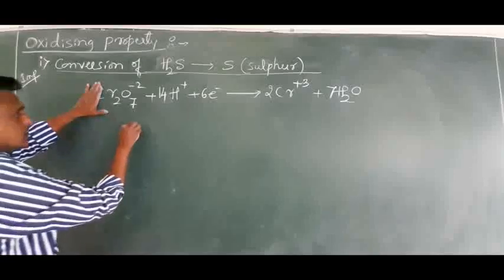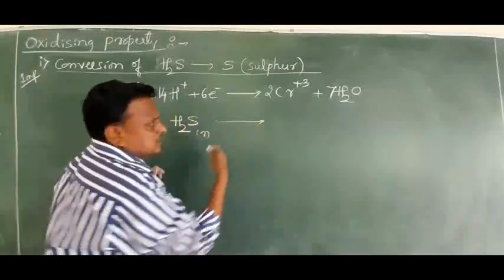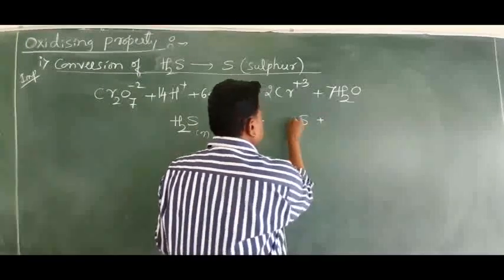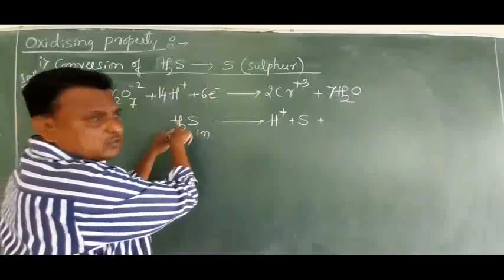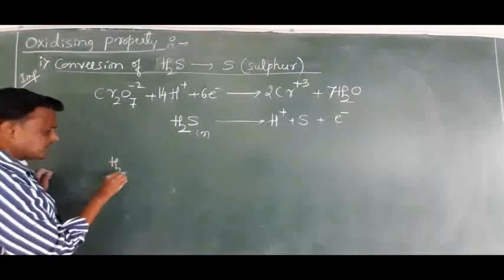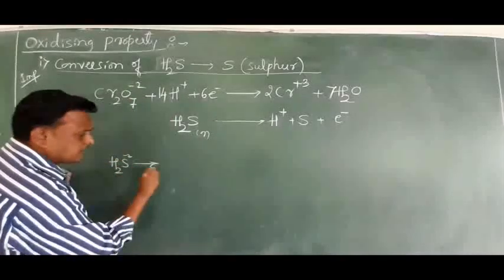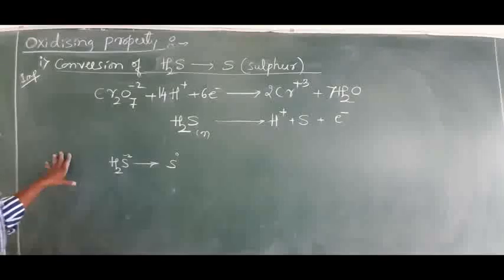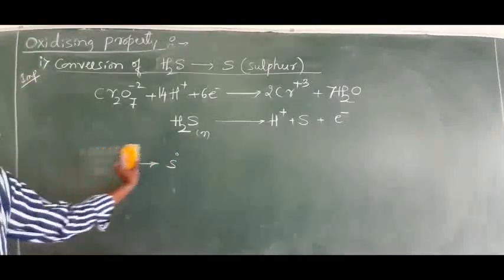This is common for the oxidizing property. In this reaction, hydrogen sulfide, a gas, is converted into sulfur. This is our major target today. It releases hydrogen ion and is converted into sulfur with the loss of electrons. In hydrogen sulfide H2S, the oxidation state of sulfur is minus 2, and in sulfur the oxidation state is 0. Minus 2 is converted into 0, a difference of 2 electrons. Keep track of the oxidation states.